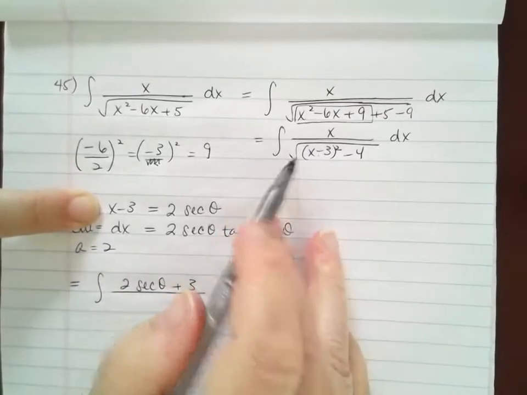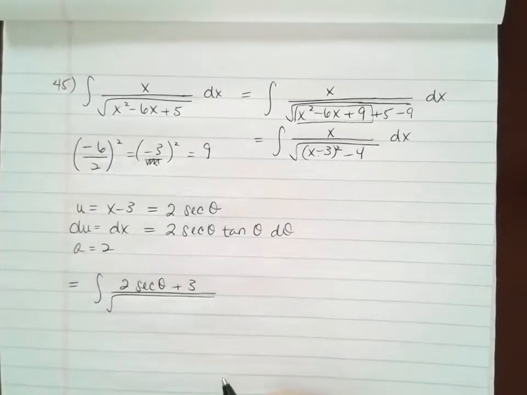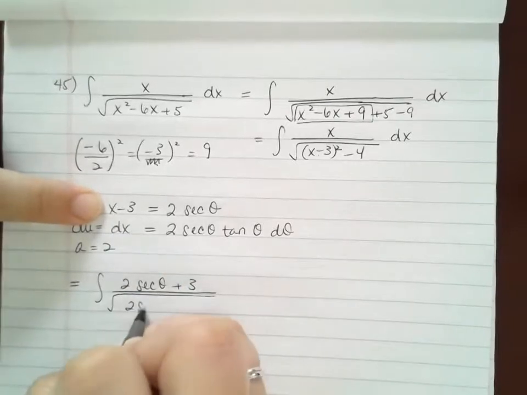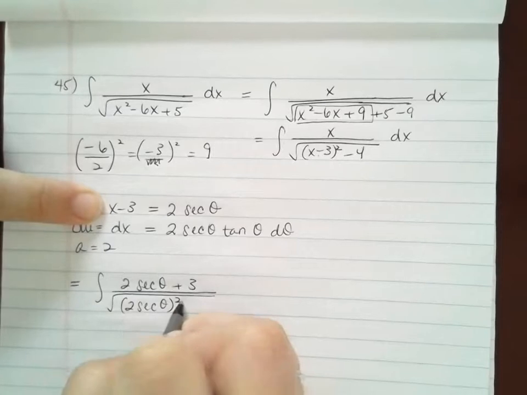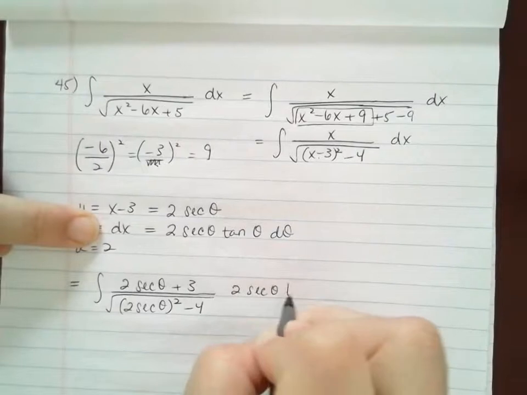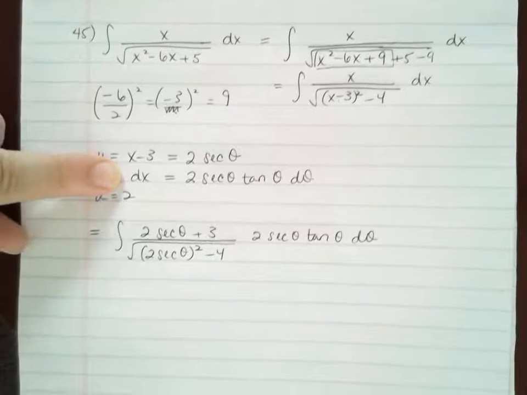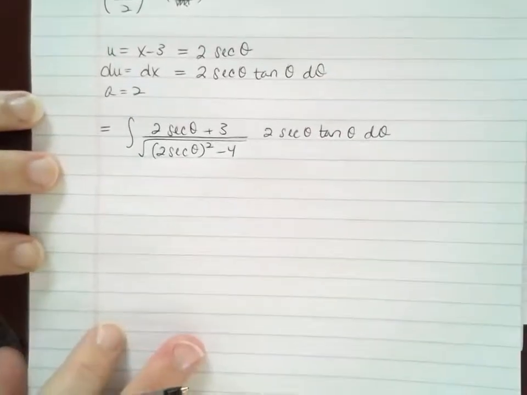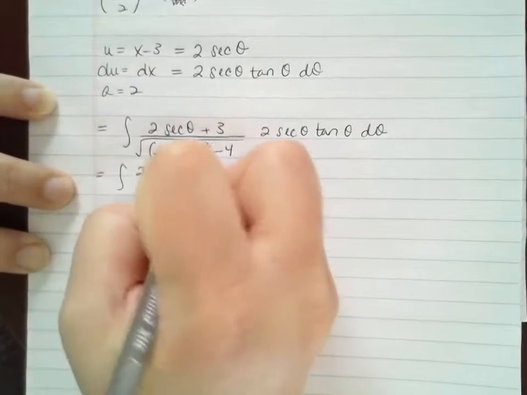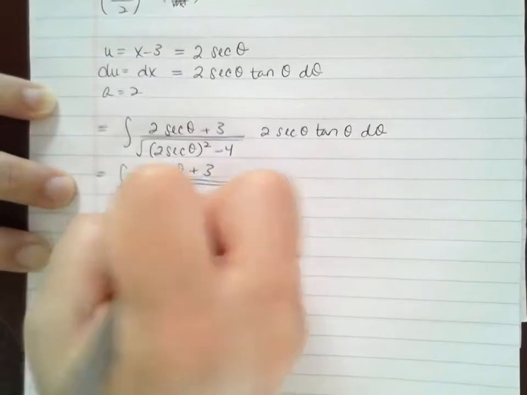My denominator, and I think for review, I'm just going to keep doing these the long way. X minus 3 is 2 secant theta, so this is going to become 2 secant theta squared minus 4. The dx is 2 secant theta tan theta d theta. After all the substitution is taken care of, I take a moment to clean up what I see. 2 secant theta plus 3 in the numerator. Denominator becomes 4 secant squared theta minus 4.